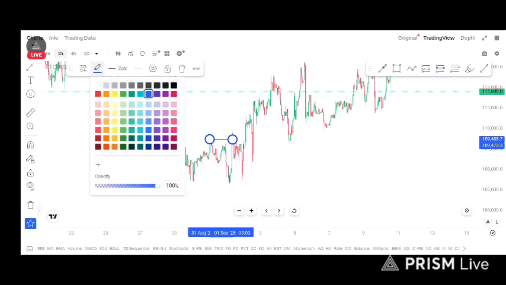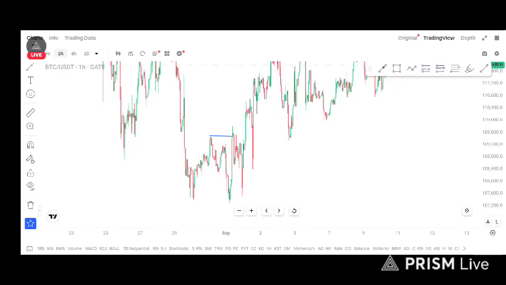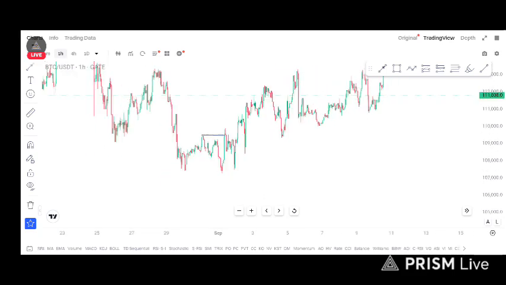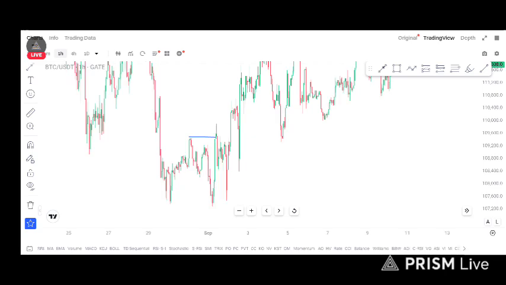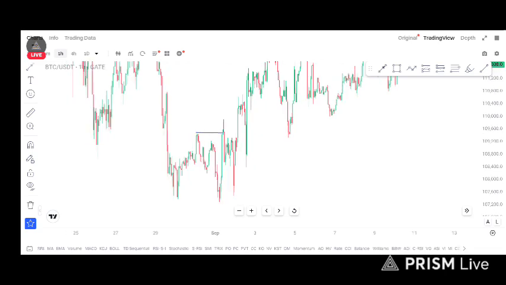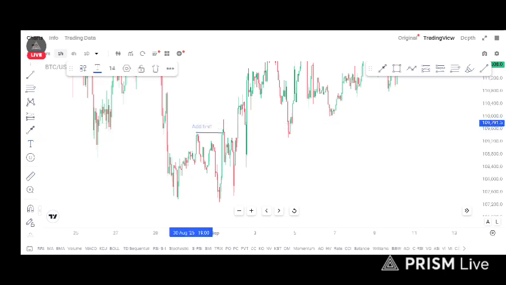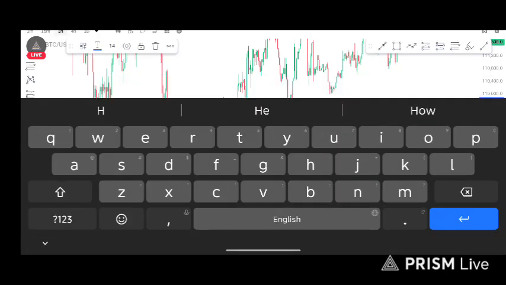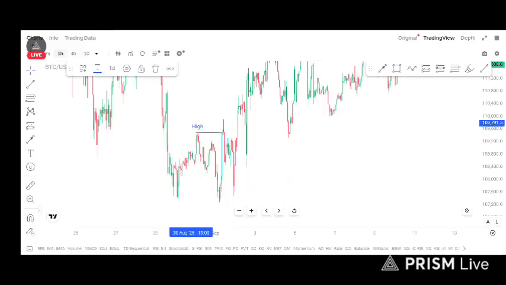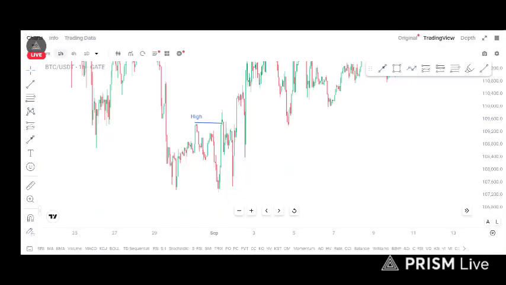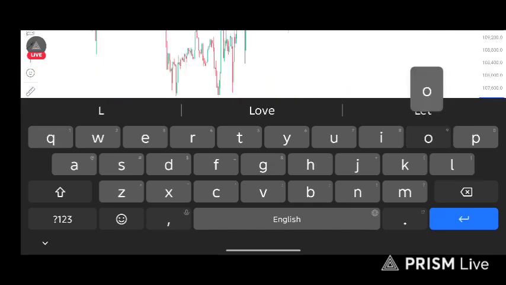Let's use blue. Okay. We had a break of structure there. That means when we had that break of structure, we now have a high. A high. Okay. When market broke this structure, we now confirmed here a high, and we now have what? A low. Low.